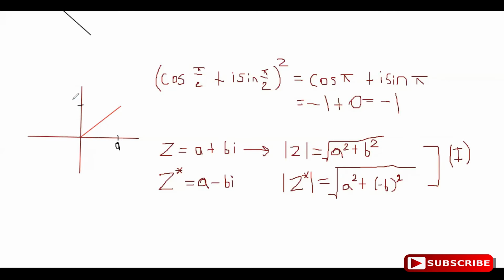So now what would be the argument of Z? The argument of Z is always the angle the complex number makes with the positive x-axis. So this is the argument of Z. Let's call it theta. All right, so Z is this right here. The real part is A, the imaginary part is B.